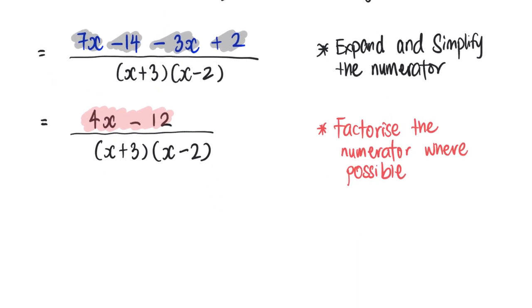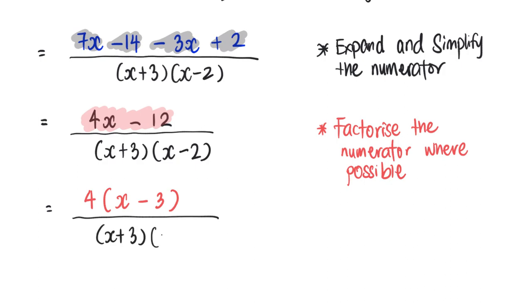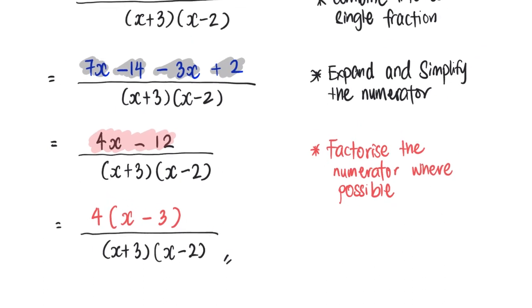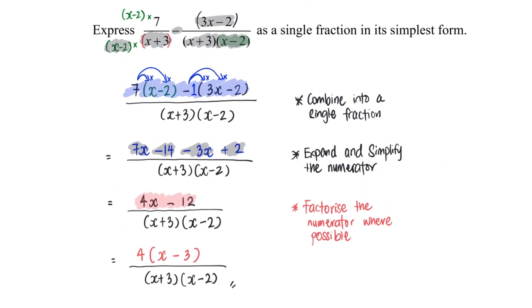So I'm going to take out the common factor 4. And I'm left with x minus, what is 12 divided by 4? Yes, 3. And this one will be over x plus 3, x minus 2. And since there is no more common factor between the numerator and the denominator, we cannot simplify further. This is the final answer. With that, we are done with this particular question.